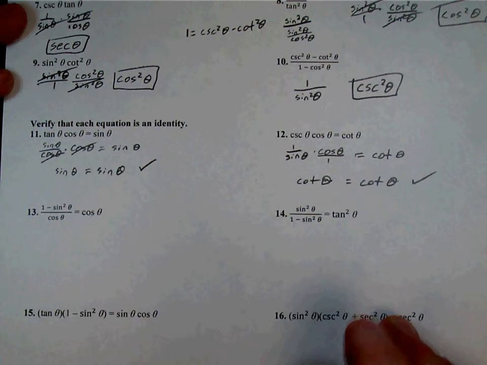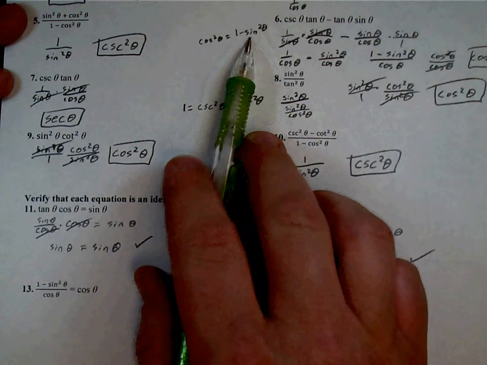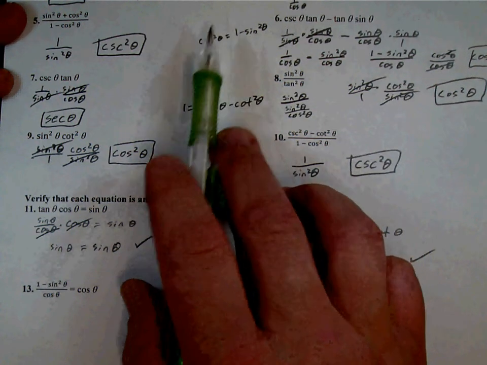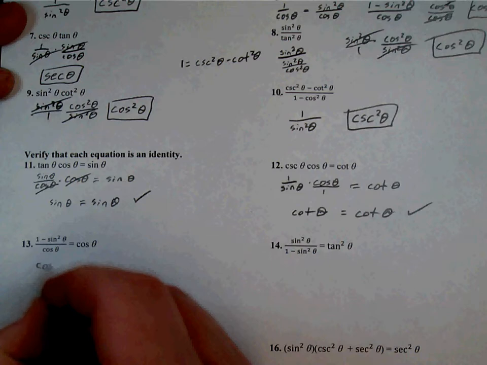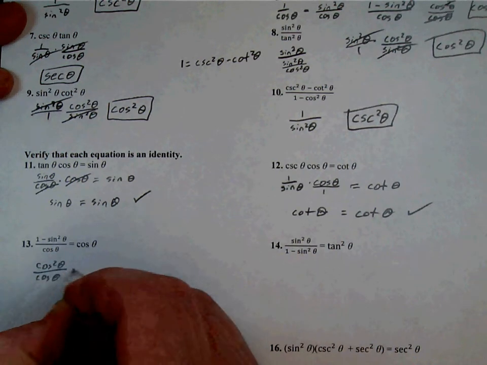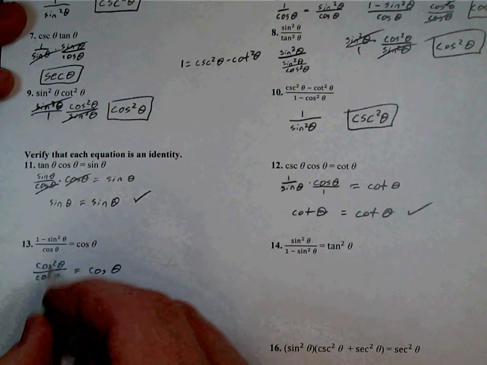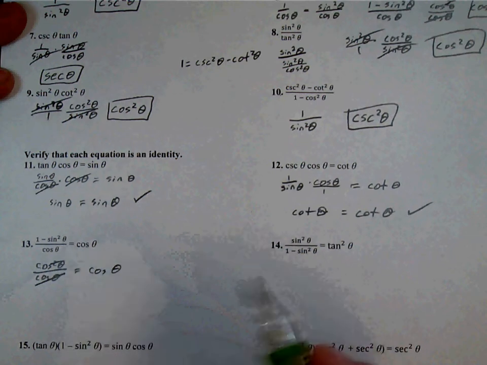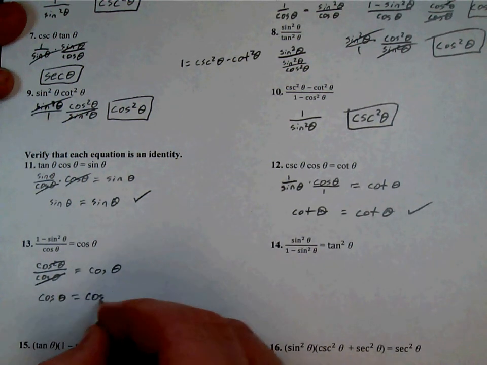Number 13, 1 minus sine squared. If I look back up here a little bit, I've already solved this. 1 minus sine squared is cosine squared. So I can go ahead and put cosine squared of theta in the numerator there, over cosine of theta. And now cosine squared over cosine, we can cancel out a cosine from both, leaving us with cosine of theta equals cosine of theta.